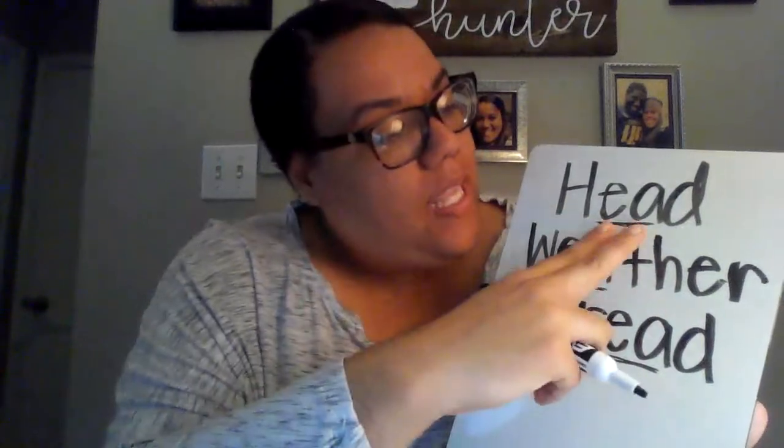So let's sound this word out. Ready? Head. Okay. Weather. Bread. Okay. So remember, when I see EA sitting right next to each other in a word, I'm going to say it like short E. Okay? Now, let's go ahead. We're going to practice some words that have EA spelling in them.